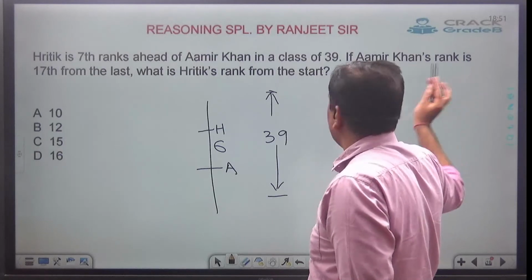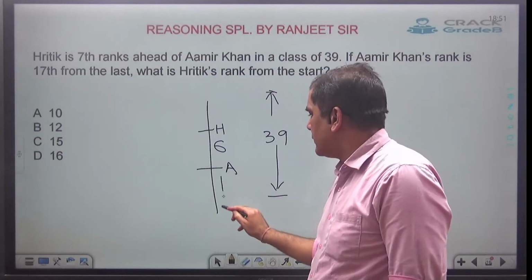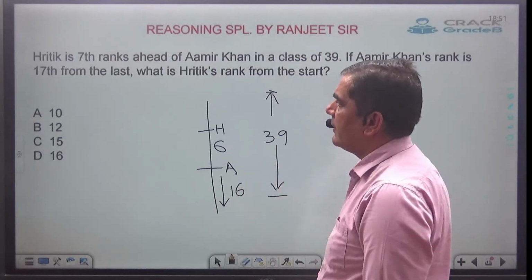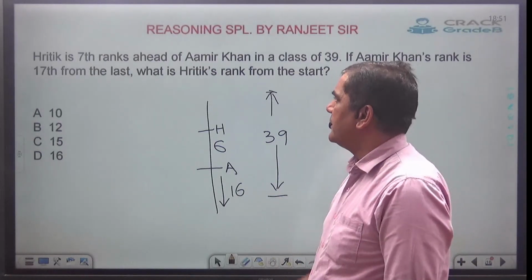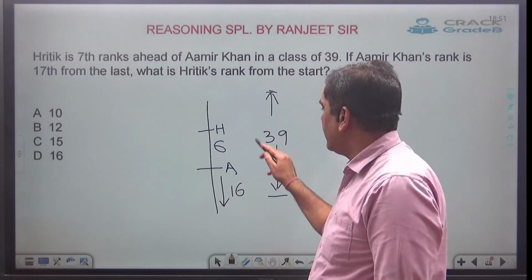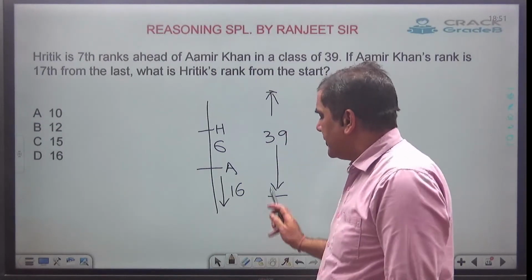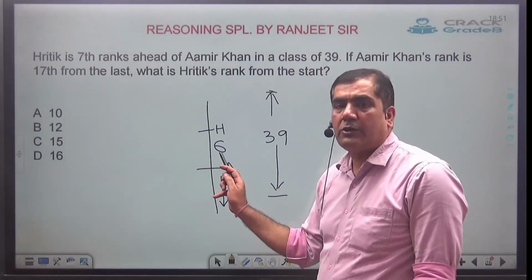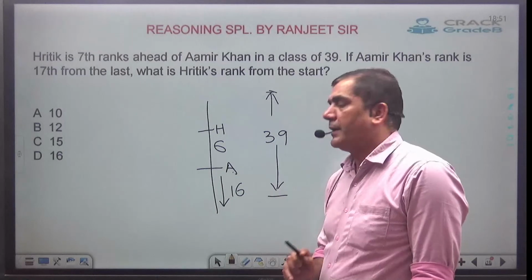If Amir's rank is 17 from last, to the bottom of Amir must be 16. Now the question is, what is Ritik's rank from the start? Simple. So altogether we have got 39. Out of 39, 16 has come over here and 6 has come over here. 16 plus 6 is what? 22. Plus these two, 24.